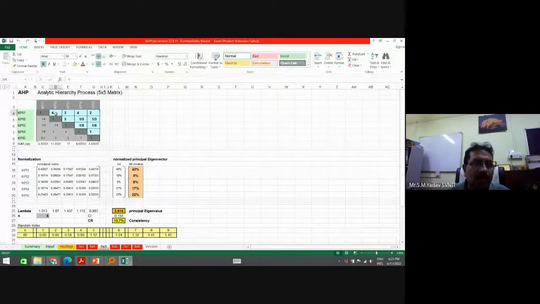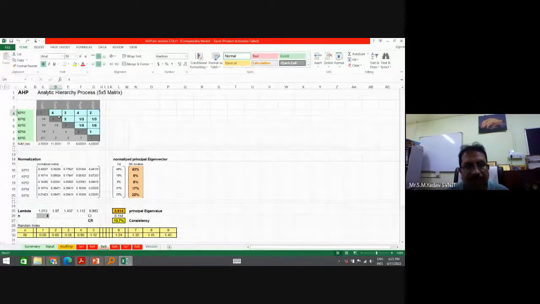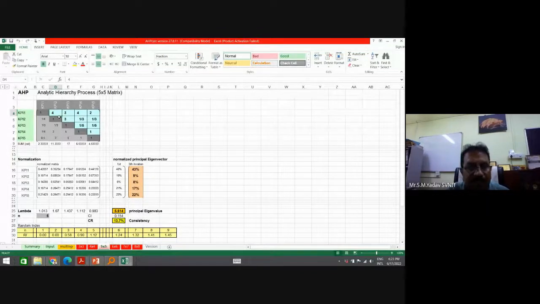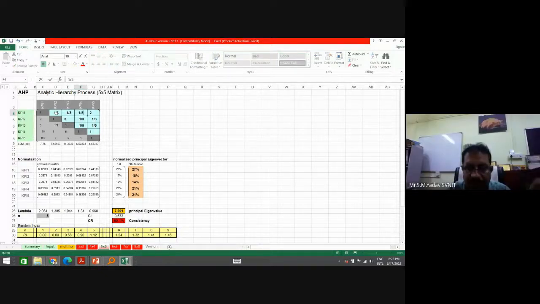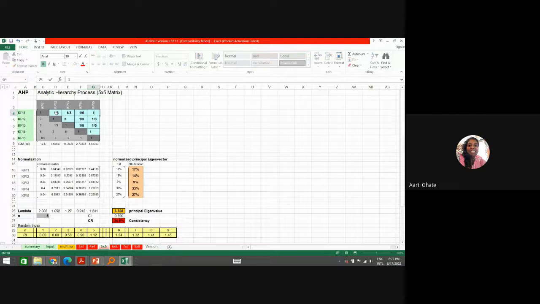I don't have the values from the experts. Can anybody dictate to me the weights given by the expert? Vignesh, are you there? I think he's not there. Anybody else? First row: 1, then 1 by 3, 1 by 3, 1 by 3, then 1 by 5, then 1 by 7.